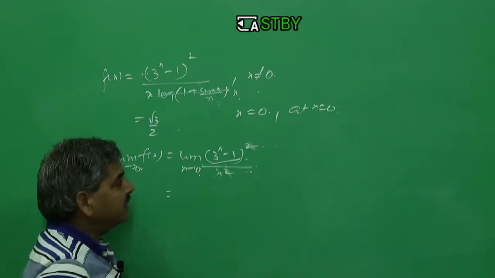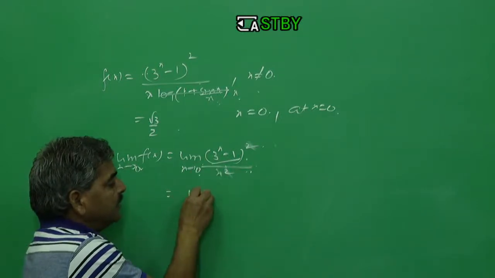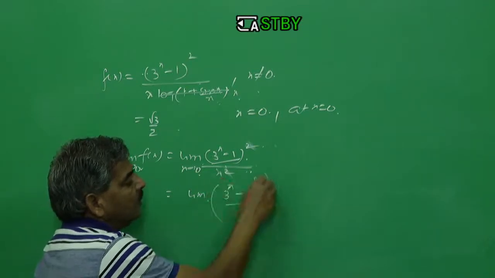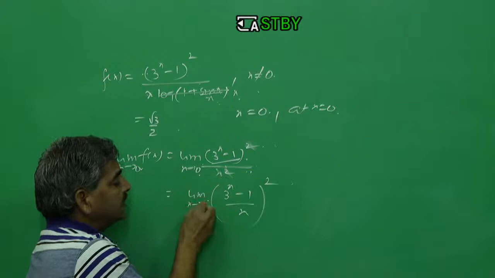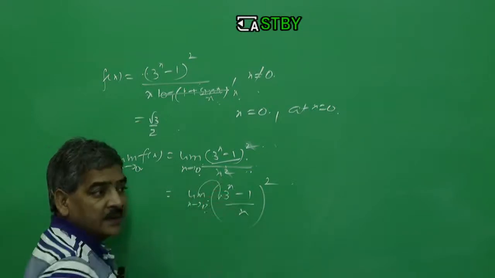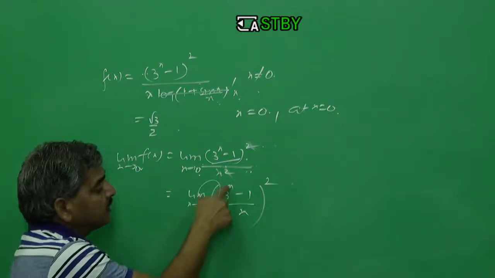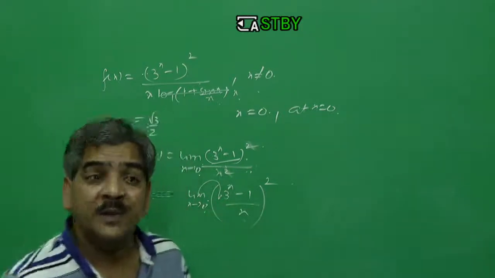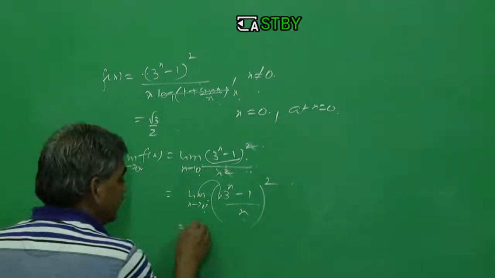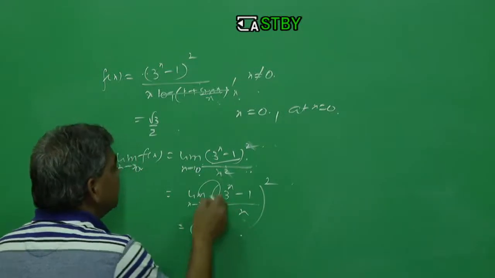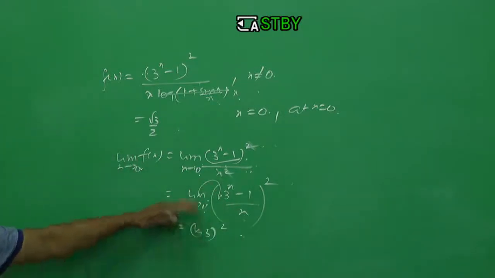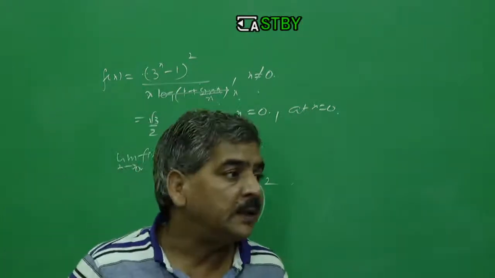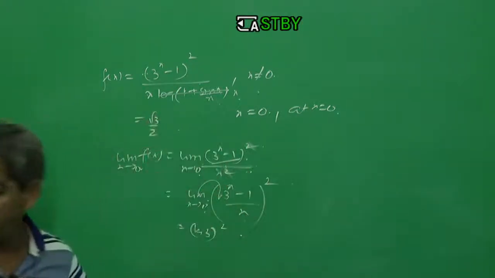ज़्यादा दिमाग भी खर्चा करने की जरूरत नहीं है. This can be written as limit of (3 raised to x minus 1 upon x) whole square, x tends to 0. This limit I can absorb inside the base. Limit of (3 raised to x minus 1) whole upon x. This limit is log of 3. So log of 3 the whole square. So इस आंसर का और इसका दूर दूर तक कोई रिलेशन नहीं है. सो द फंक्शन इज डिसकंटिन्यूअस.